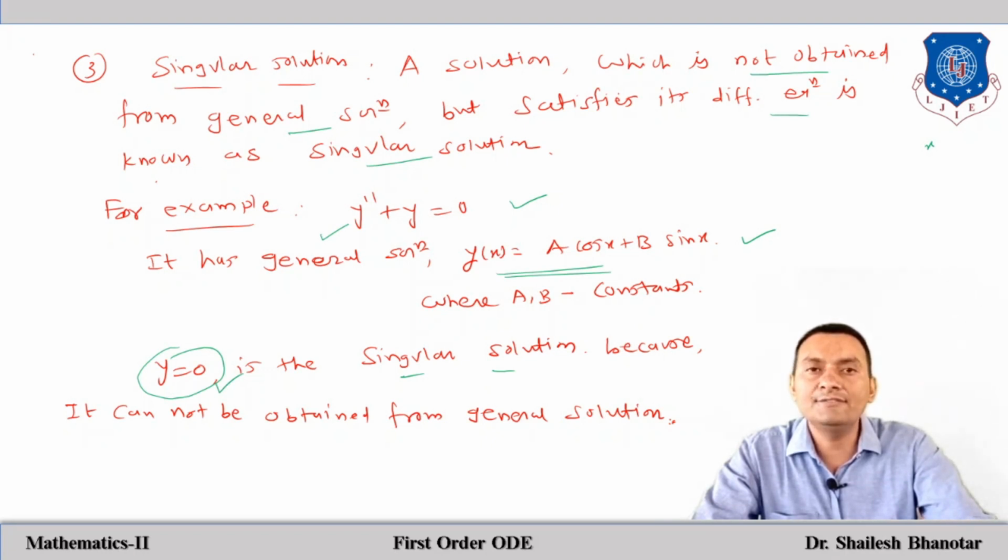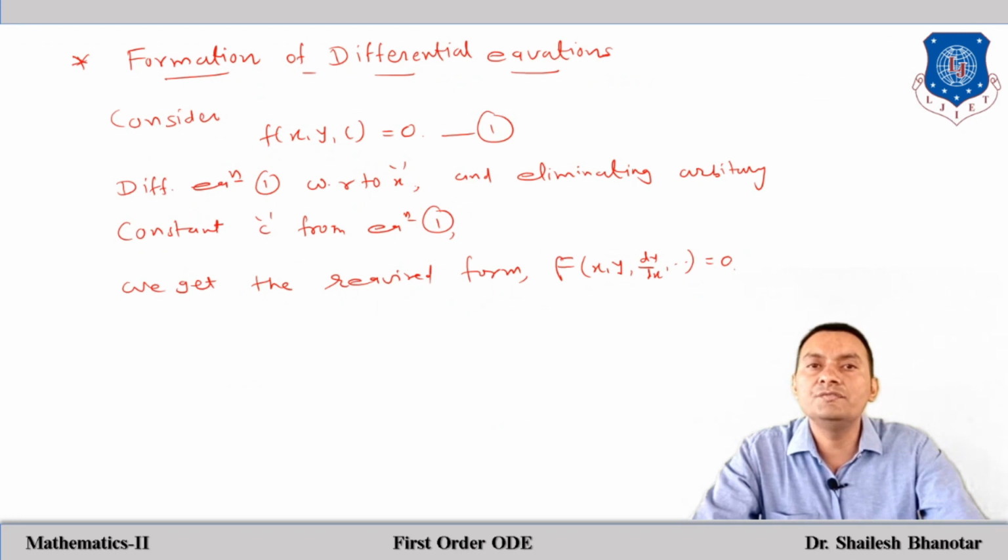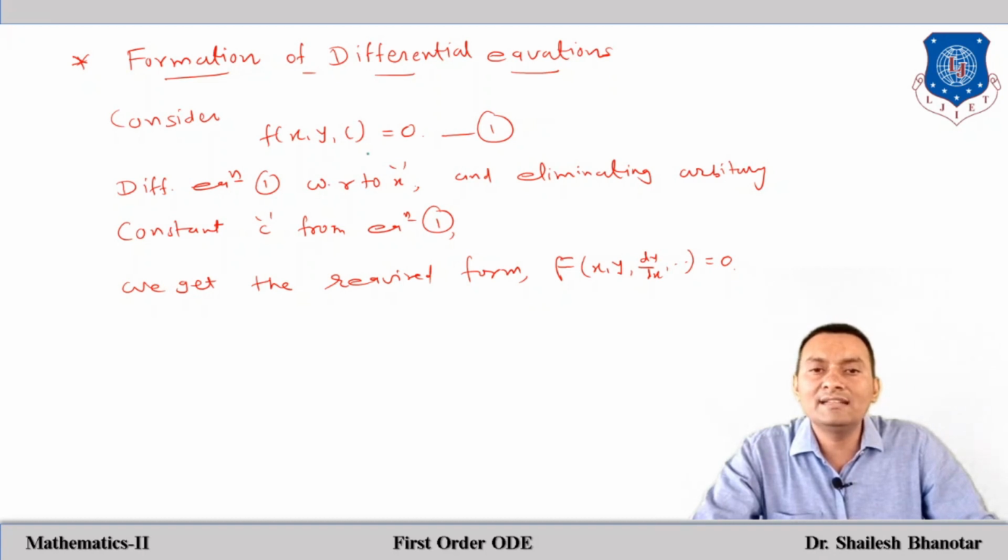So I hope you have understood the concept of the solution. There are three types: the general solution, the particular solution, and the singular solution. Now we talk about the formation of a differential equation. Suppose we are given f of x, y and c, where c is nothing but an arbitrary constant, equal to 0. This is the equation.